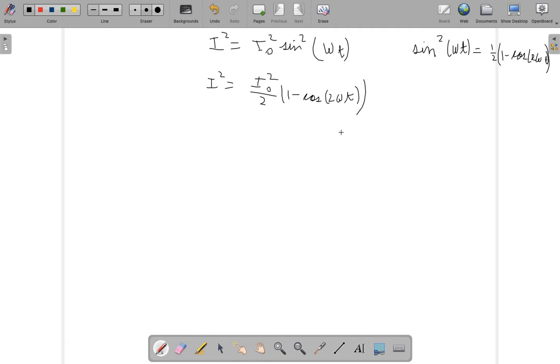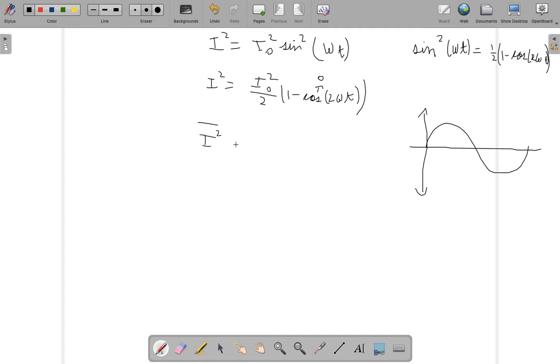Now over one cycle, our cosine term will average out to 0. You can check that out because it oscillates like this. That's a cosine function against time. If you take the average of this, it will be 0. So we can take this term to be 0 if we're taking the average of both sides.